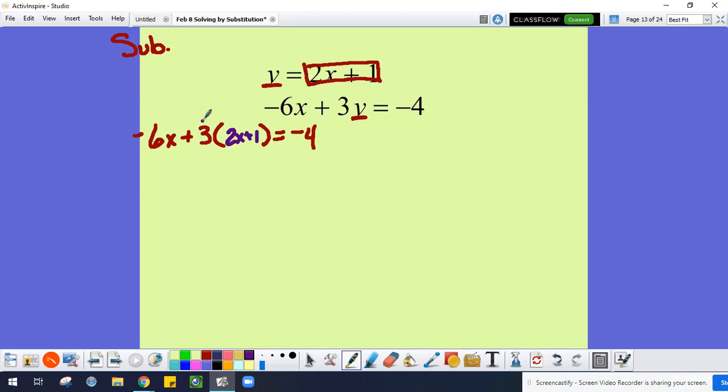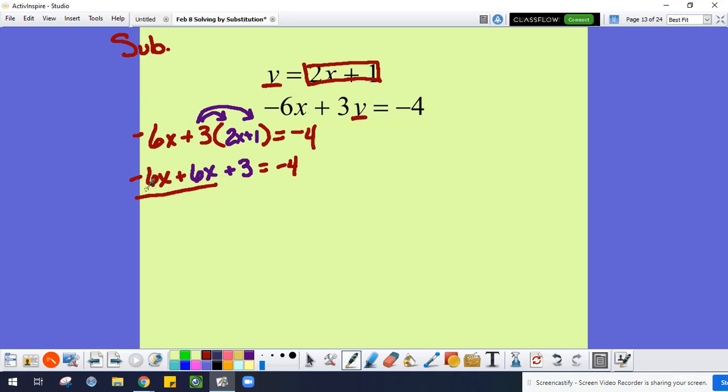Then I'm going to go through my steps. I'm going to distribute. So 3 times 2 is 6x, and 3 times 1 is 3. And then I still have the rest of the equation that I haven't worked on that was not part of the distributive property to bring down. And this was a positive 6x, so plus 6x. Then I want to make sure my variables are all on the left, and they are already on the left, but I need to combine like terms.